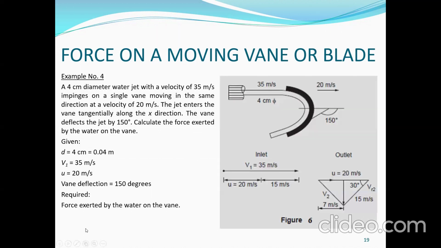So, example number 4. A 4 centimeter diameter water jet with a velocity of 35 meters per second impinges on a single vane, moving in the same direction at a velocity of 20 meters per second. See the figure. The jet enters the vane tangentially along the x direction. The vane deflects the jet by 150 degrees. Calculate the force exerted by the water on the vane.